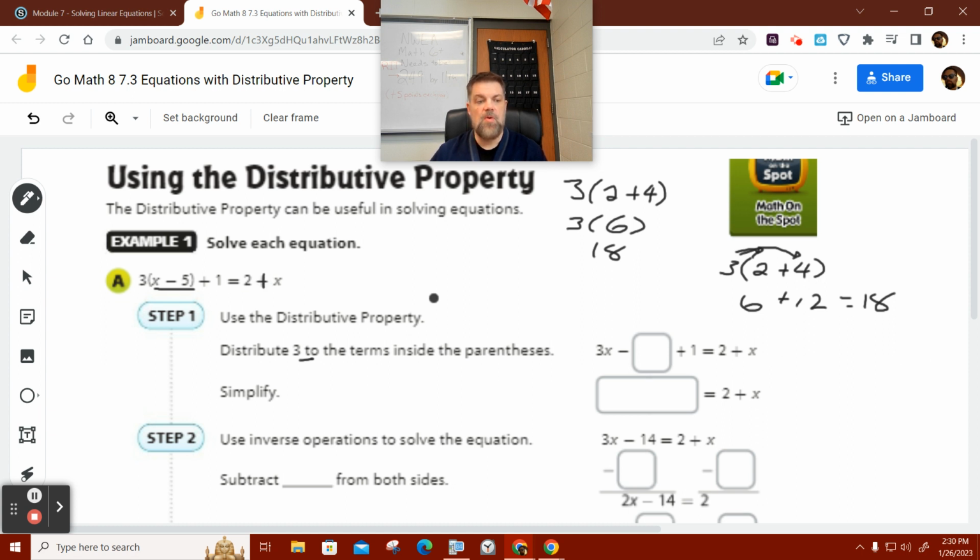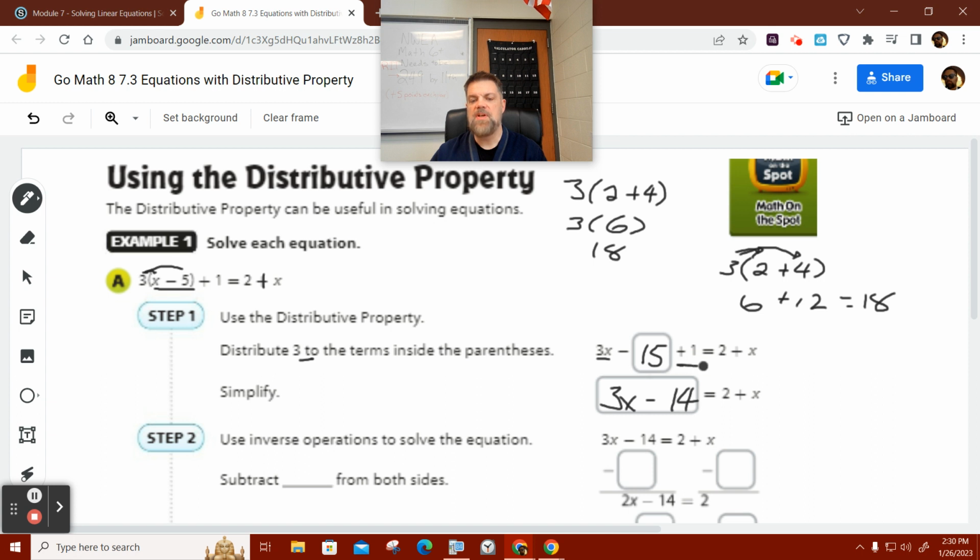Okay? So when I say, what's 3 times x? 3x, right? What's 3 times negative 5? Negative 15 or minus 15. Now, we're going to combine like terms. What's negative 15 plus 1? Negative 14. Negative 14, right? Combining like terms.